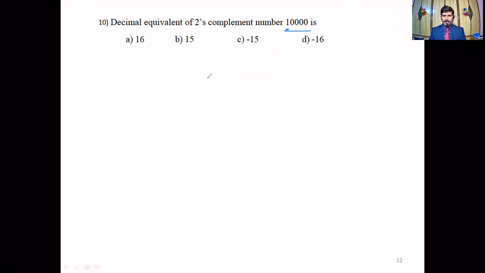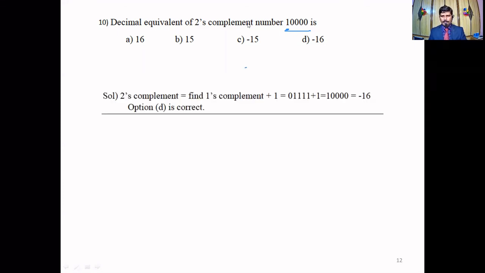Okay, so how to find out the decimal equivalent? 2's complement back. Find out the 1's complement and plus 1, you will get the same number, 10000. Now how to find out the decimal equivalent here? This is minus, and what is the magnitude of the total? Then it is 16. 2 power 4 is 16, minus 16. So option D is correct.